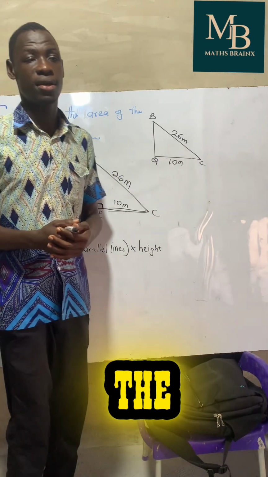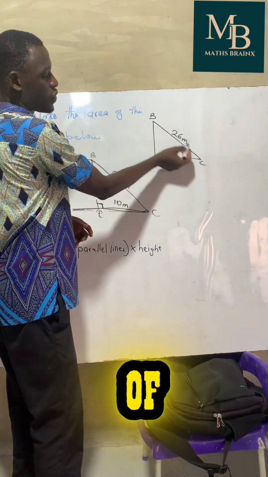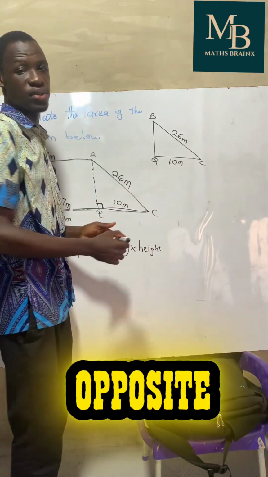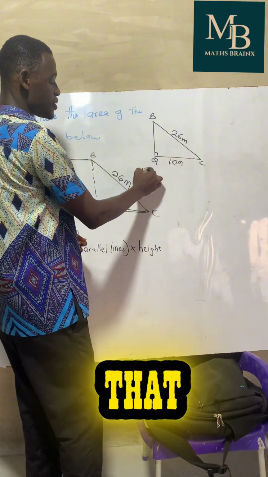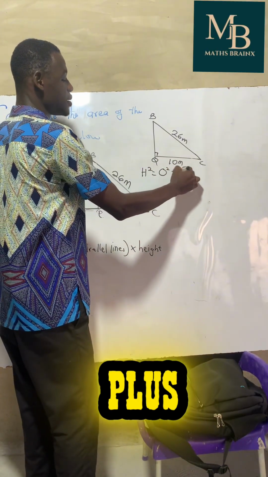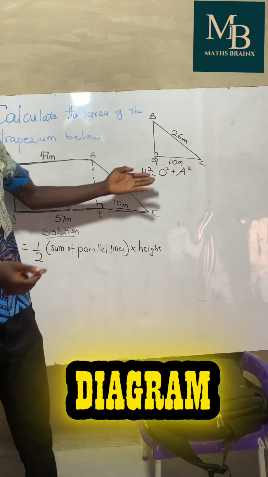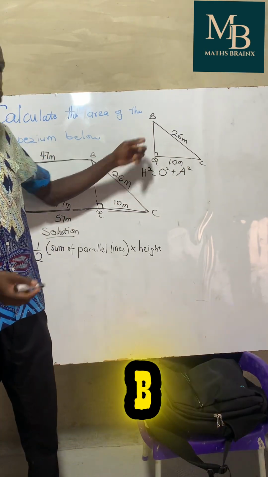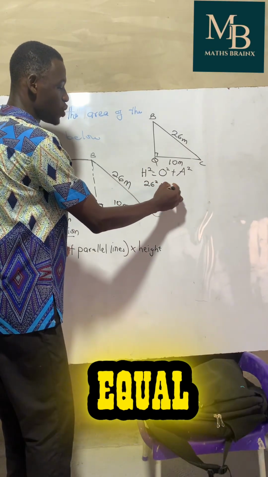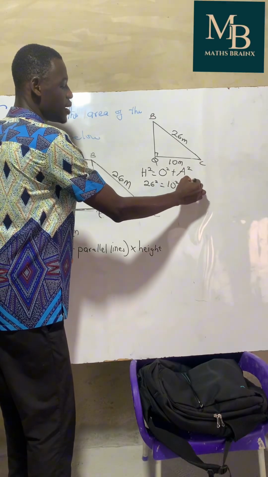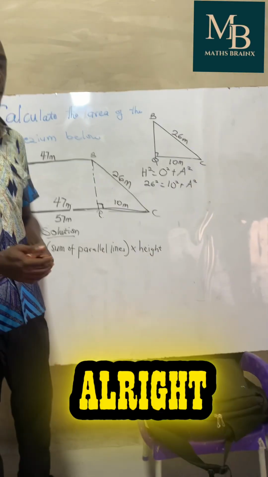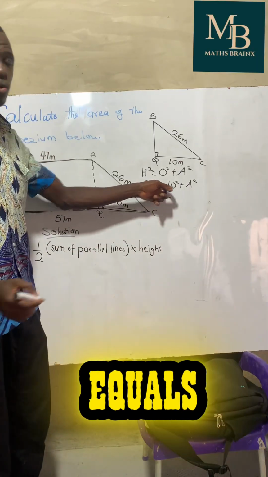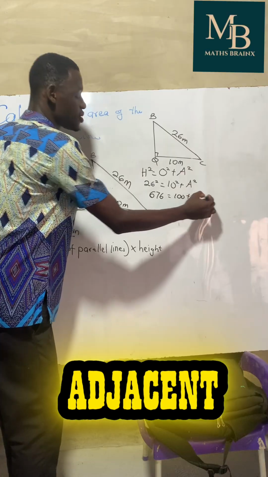Per the Pythagoras theorem, the square of the longest side, which is the hypotenuse, should be equal to the sum of the squares of the adjacent and the opposite. From our diagram, the hypotenuse is 26 meters and the opposite is 10 meters. So we have to find the adjacent, which is BQ. We get 26 squared is equal to 10 squared plus the adjacent squared. Let's represent the adjacent as a. So 676 equals 100 plus a squared.